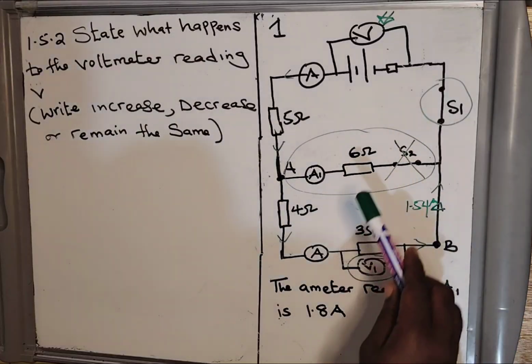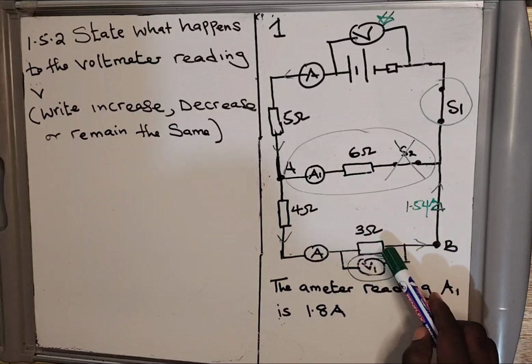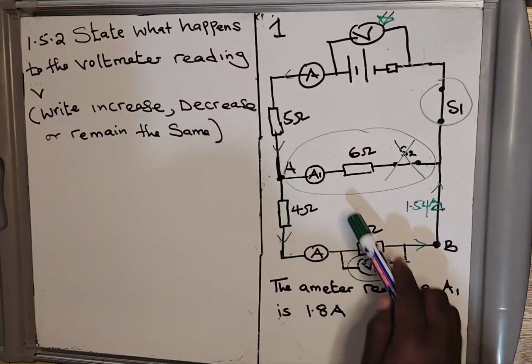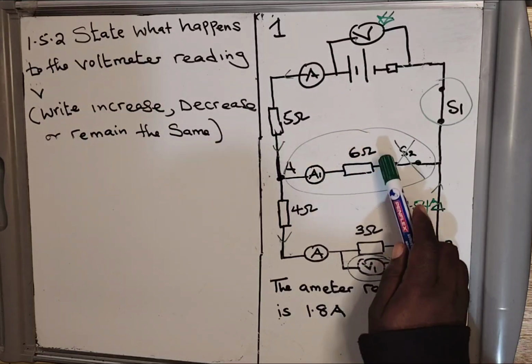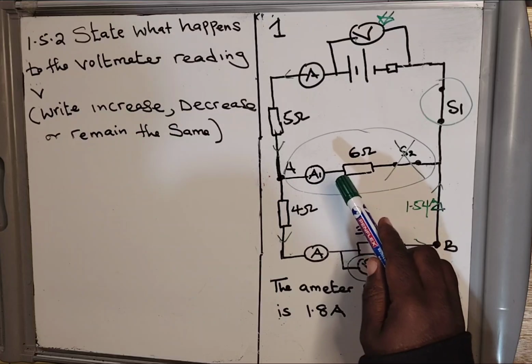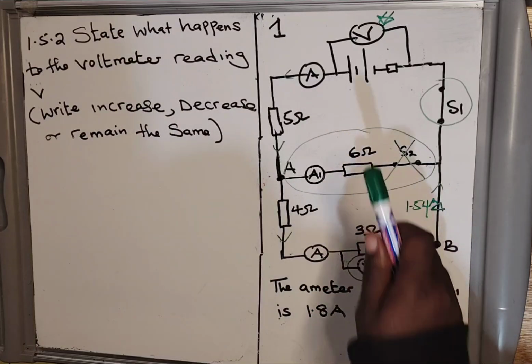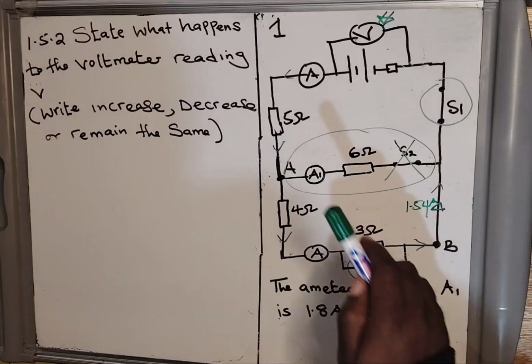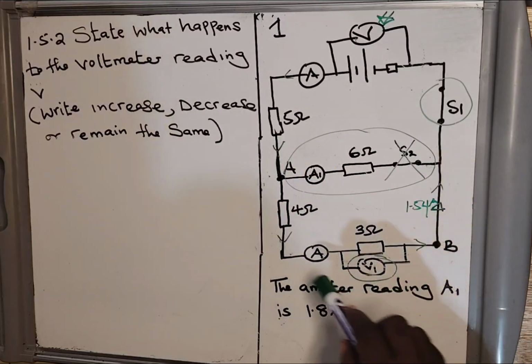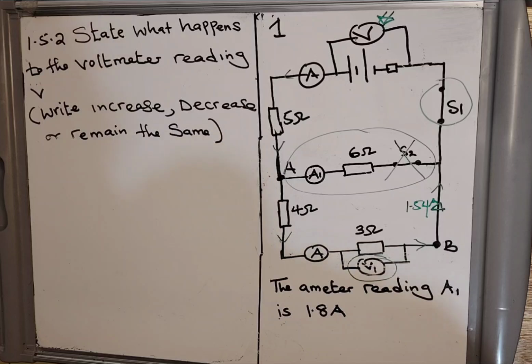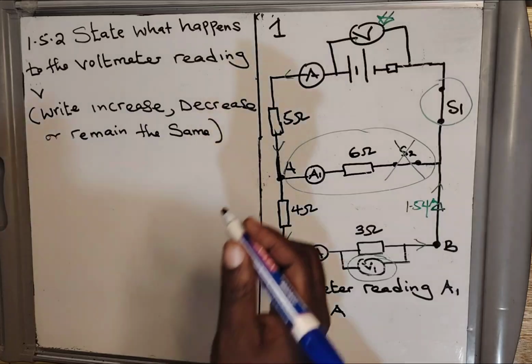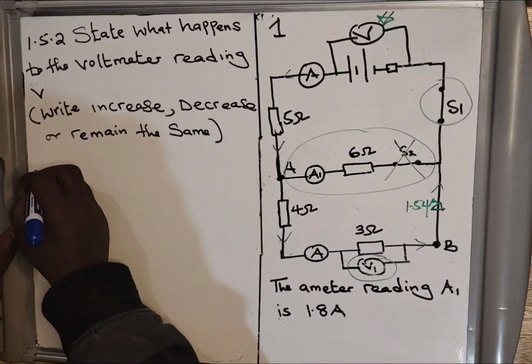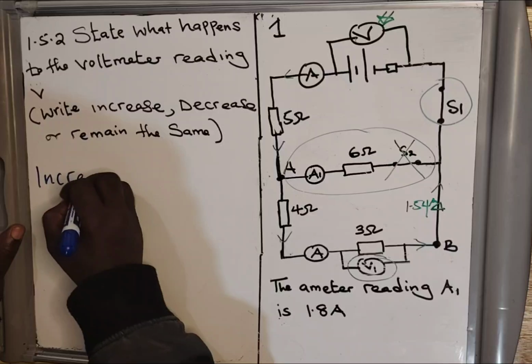So what I want to tell you is this: you have this one as 6 and you have this one as 7. So in other words, the total effective resistance when they are in parallel is always smaller than the smallest. The smallest here is 7. So which means that once you open the switch, you make what was in parallel to be in series, and that one makes the resistance to increase. And I'm giving you a tip here. The tip is that where the resistance goes is where the voltage reading, the terminal voltage reading goes. So what are you going to say? The answer is increase.